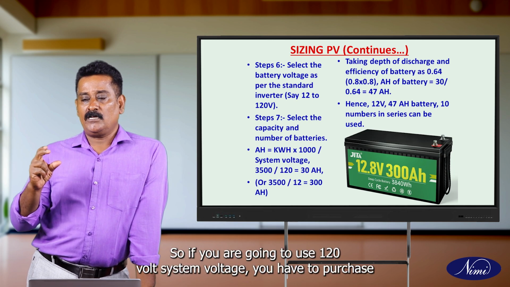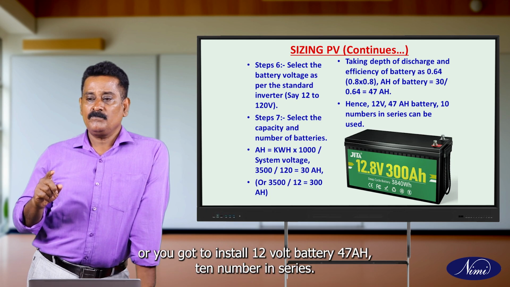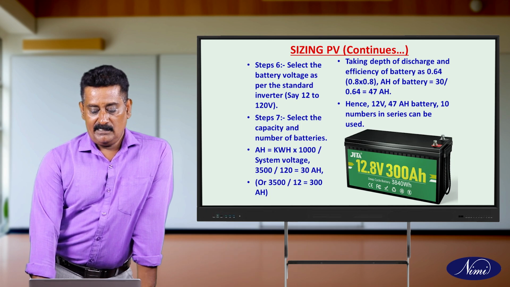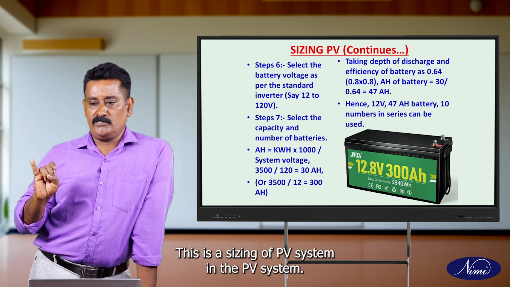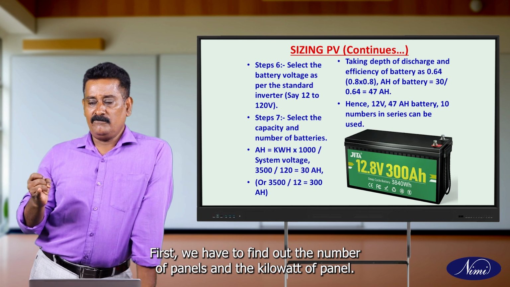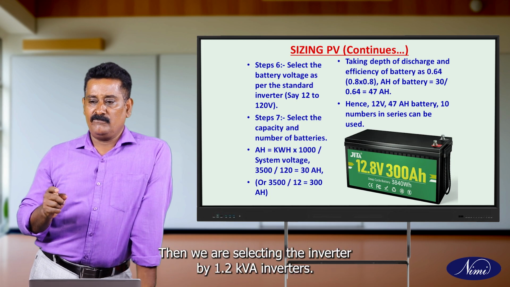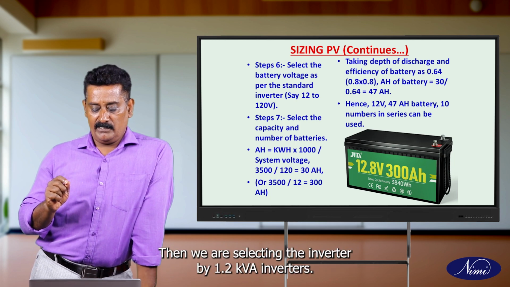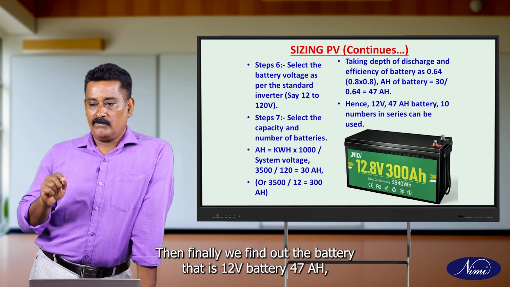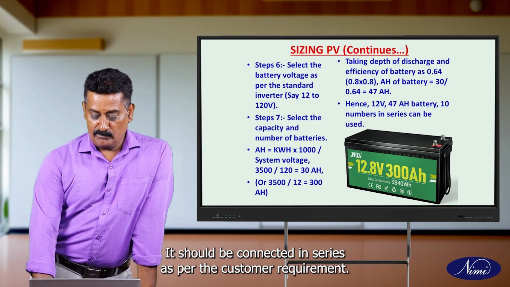So, if you are going to use 120 volt system voltage, you have to purchase or install 12 volt, 47 Ah batteries, 10 number in series. This is the sizing of the PV system. In the PV system, first we have to find out the number of panels and the kilowatt of panel. We are using 540 watts panel, 2 numbers. Then we are selecting the 1.2 kVA inverter. Then finally, we find out the battery, that is 12 volt 47 Ah, 10 number, connected in series as per the customer requirement.